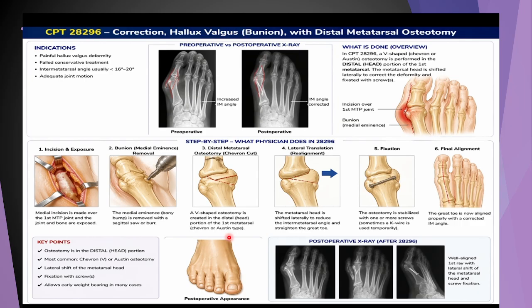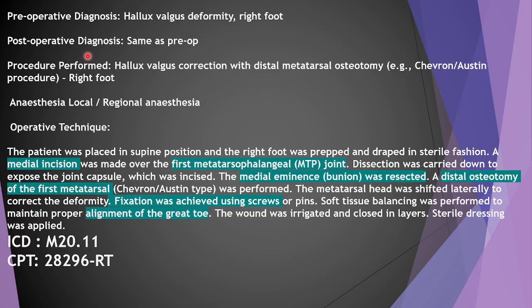So distal metatarsal osteotomy. Here is an op report. Hallux valgus deformity right foot, and the procedure performed is hallux valgus correction with distal metatarsal osteotomy, Severin or Austin procedure as it is sometimes said, and anesthesia is local or regional. So what is the operative note? The patient was placed in supine position, and the right foot was prepped and draped in sterile fashion, and a medial incision was made over the first metatarsophalangeal joint.